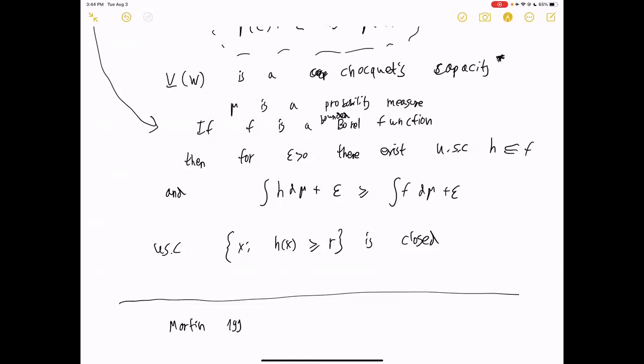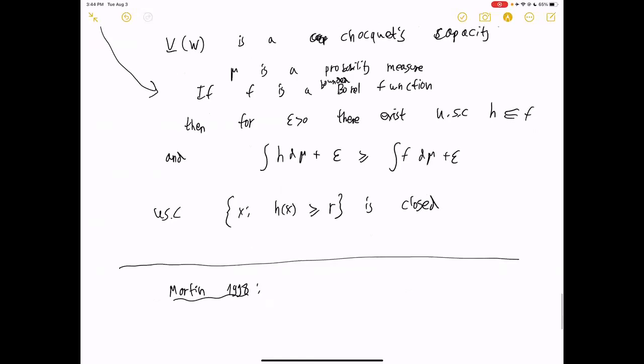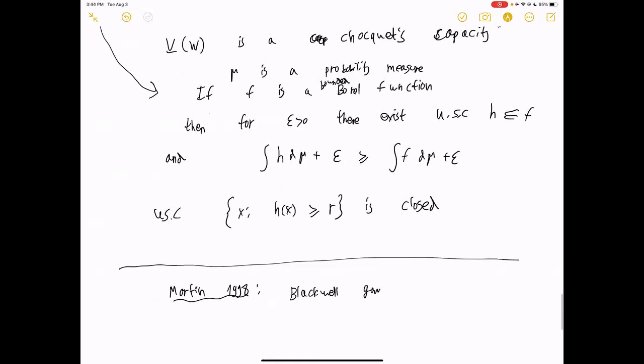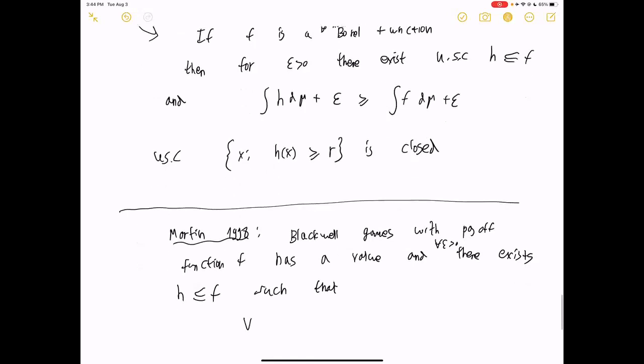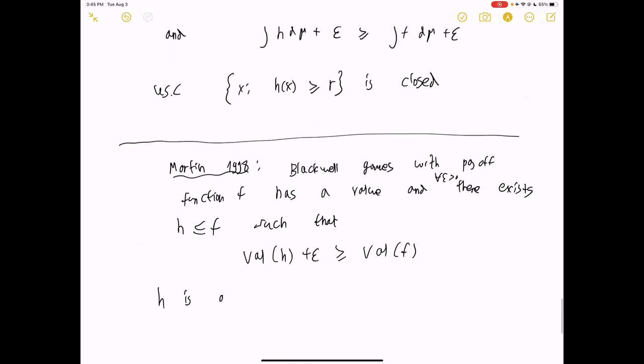Martin, what year is it? 1998, right? This is the paper that Ron just presented. What Martin proved is that Blackwell games with a payoff function f, which is bounded and Borel, have a value, and for every epsilon greater than zero, there exists h smaller than f, such that the value when the payoff function is h plus epsilon is greater than the value. So there exists an approximation, but h has the property that it is a lim sup function.